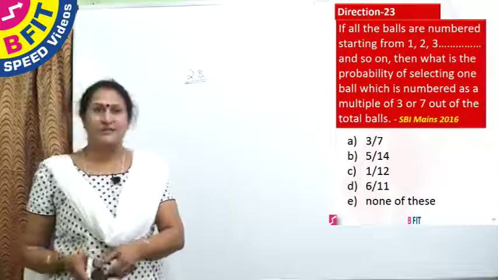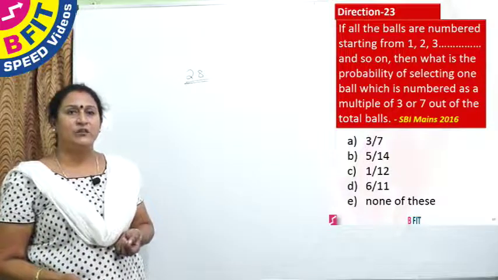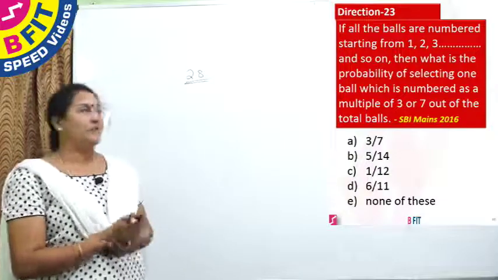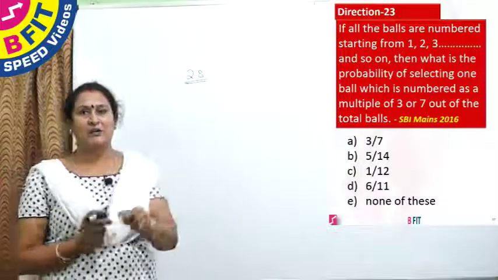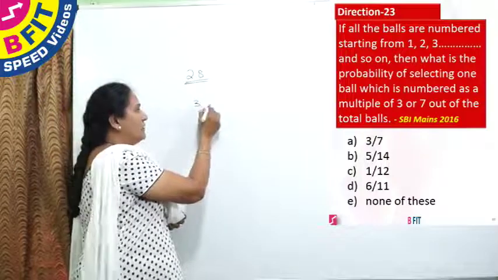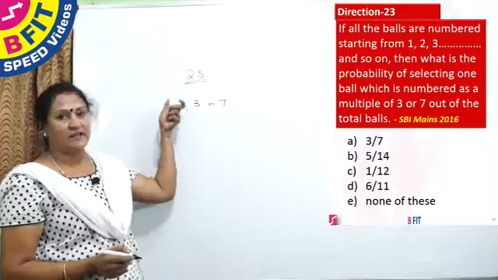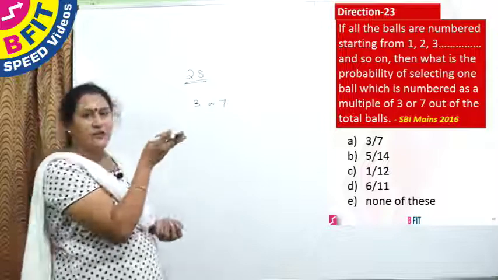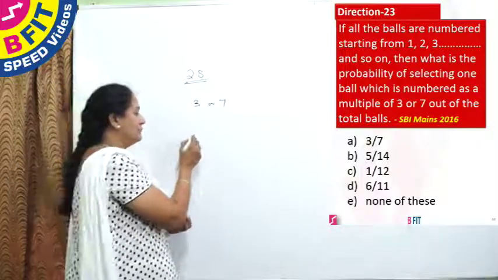So what is the first question? The question is, what is the probability of selecting one ball which is numbered as a multiple of 3 or 7? The balls are numbered from 1 to 28. As there are 28 balls, we will have numbers from 1 to 28, and we have to check how many of these are multiples of 3. We have the table of 3, 3 into 9 is 27, so we will have 9 balls that are multiples of 3.